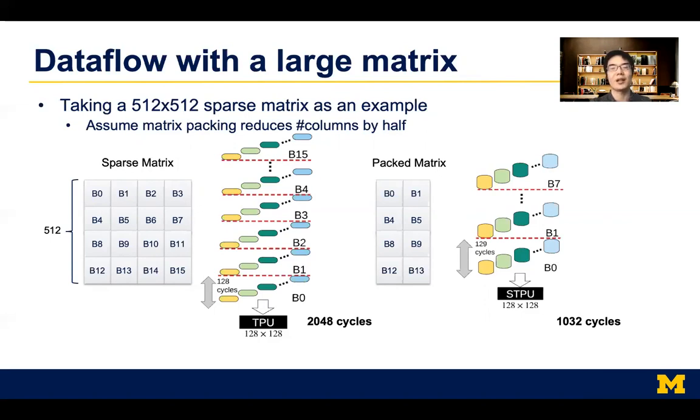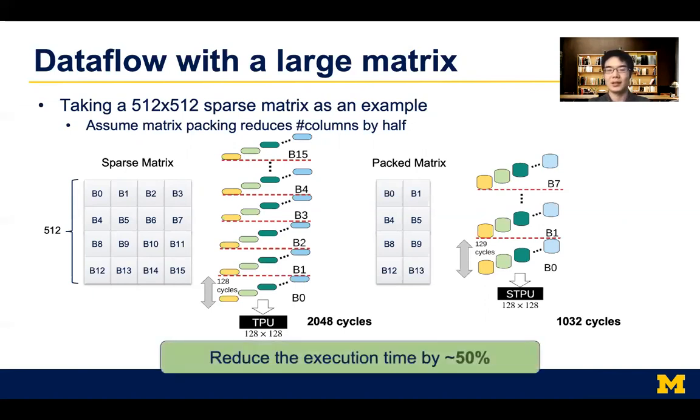So given 16 blocks, the total number of cycles is 2,048 cycles. With the packed matrices, because the number of columns is reduced by half, there will be only 8 blocks used, and each block will consume 129 cycles because of the overlap. Even though it's overlapped, there will be a minor overhead, and so the total number of cycles is 1,032 cycles for the packed matrices on STPU. So the total execution time got reduced by 50%.